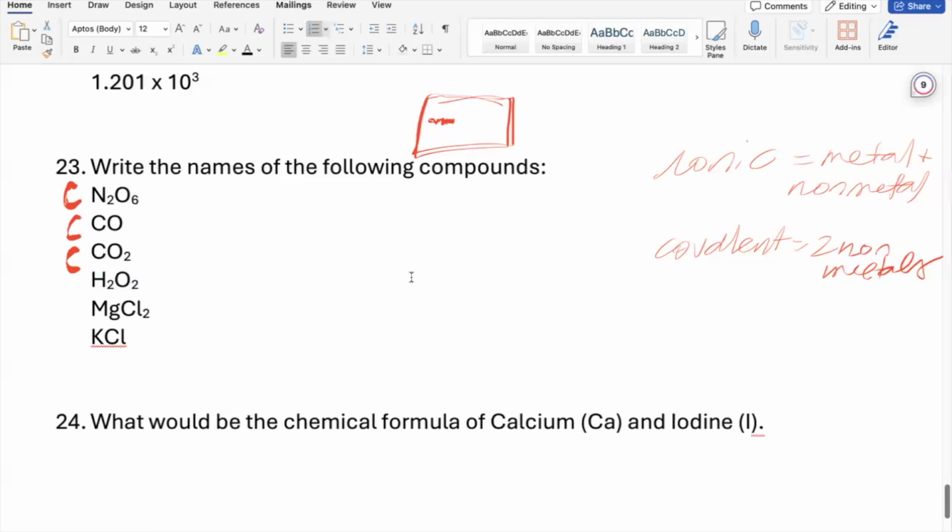H2O2. So hydrogen is the one exception. It is to the left of the stair step, but hydrogen is always the one weird exception where it's a nonmetal. So this again is covalent. Then we have magnesium, which is to the left. It's a metal. We have chlorine to the right. It's a nonmetal. So this is an ionic compound. And potassium to the left. It's a metal. And chlorine to the right. It's a nonmetal. So again, this is another ionic.